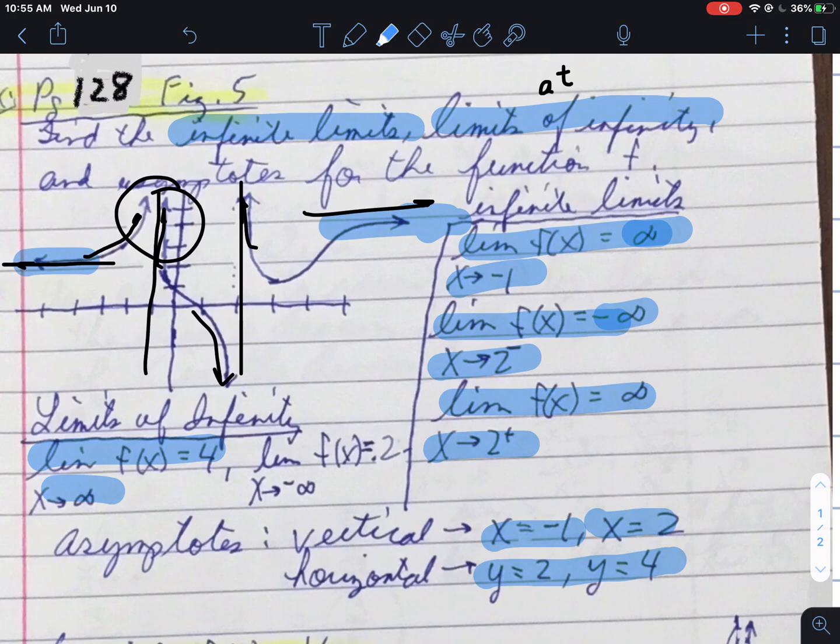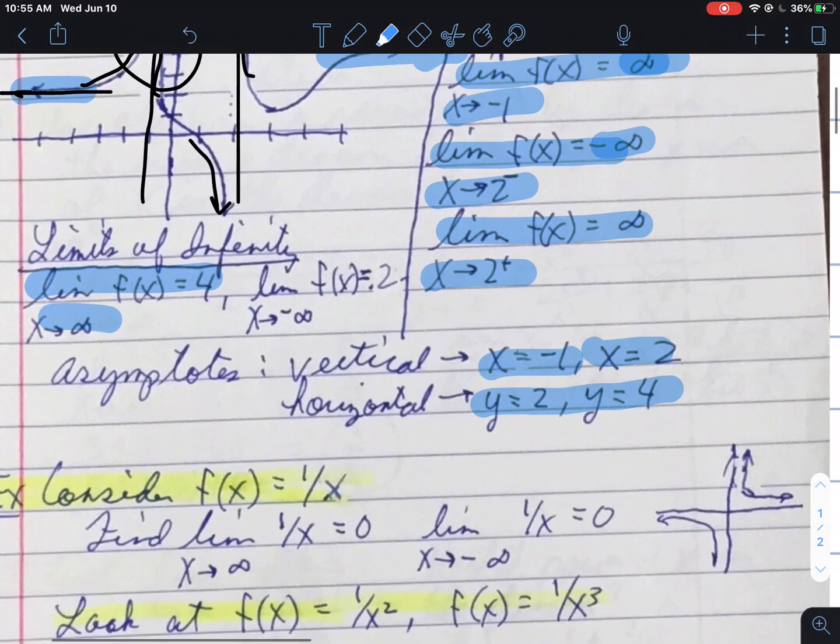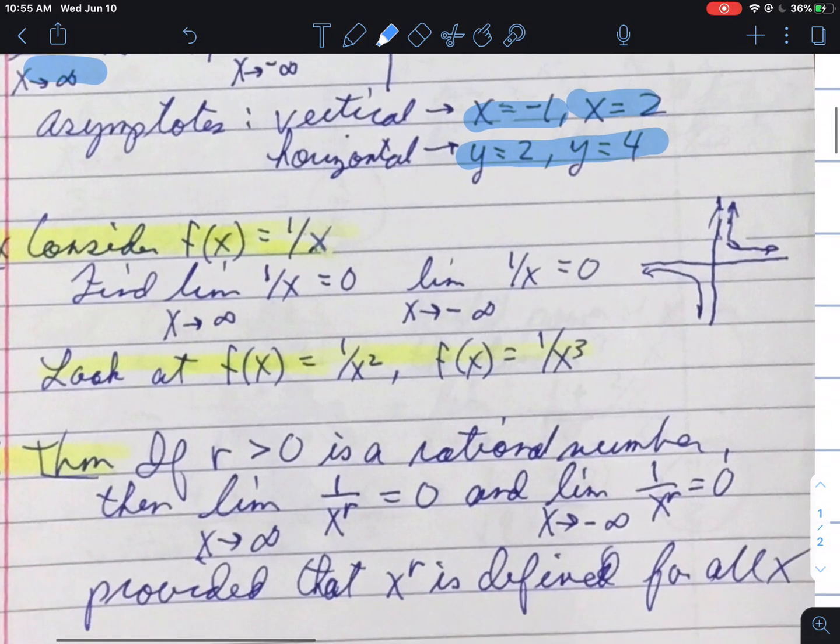All right, so for any question like that, you justify the existence of the asymptote using a limit, either an infinite limit or a limit at infinity, and then you give the equation of the vertical and the horizontal asymptotes accordingly.